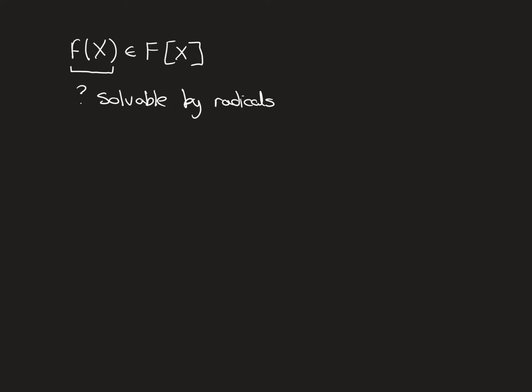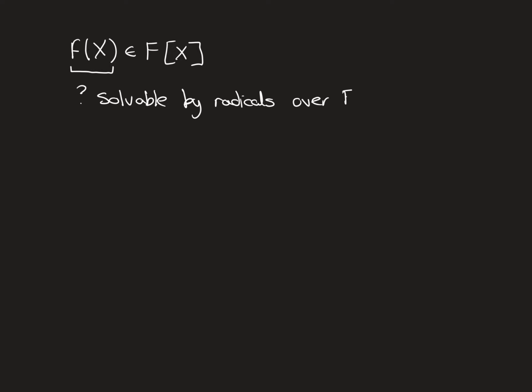So, this should be little f, so I'm going to make it a little f. Let little f of x be some polynomial in the ring of polynomials over the field F, where F is denoting our field of arbitrary characteristic at this stage. What does it mean to say that this polynomial is solvable by radicals over F?